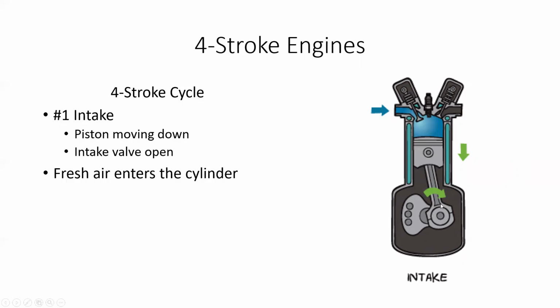As the crankshaft is rotating down here, the piston is moving down. It is pulling in air through the intake valve down into the cylinder and the combustion chamber up here. So piston moving down, the intake valve is open, and it is allowing fresh air and fuel into the cylinder. That's the first stroke in the 4-stroke cycle.